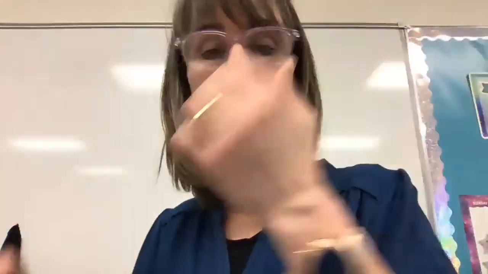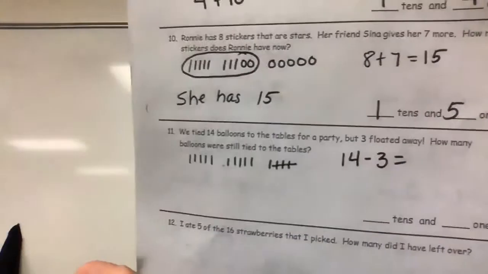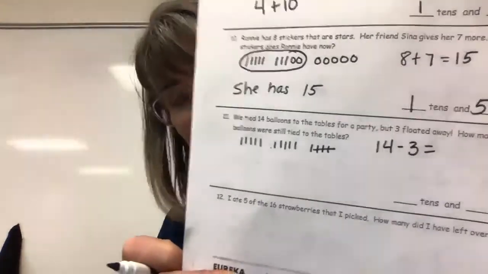What's going to be my equation? Write it. Did you write 14 minus 3 equals? What's going to be my answer? Well, there's still 1 ten and 1 more left. So 1 ten 1, or 11. And I can go down here and say 1 ten, 1 one. And I forgot to cross off my 1 tens, didn't I?